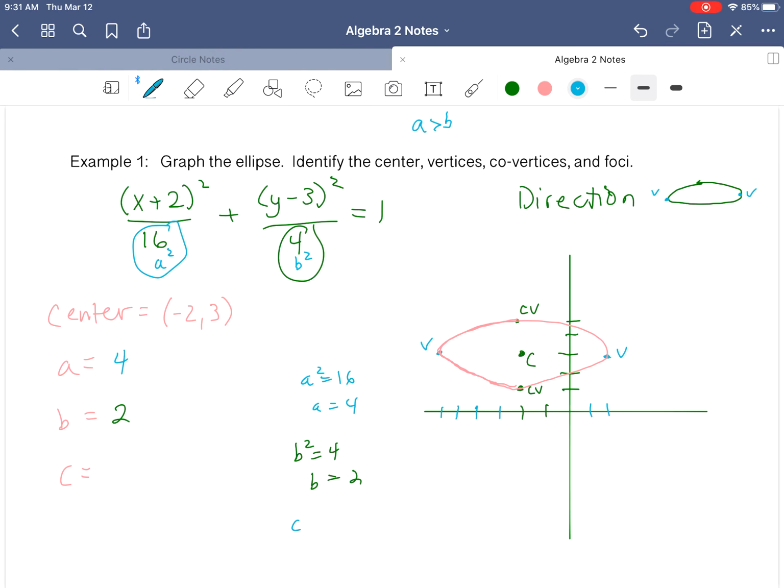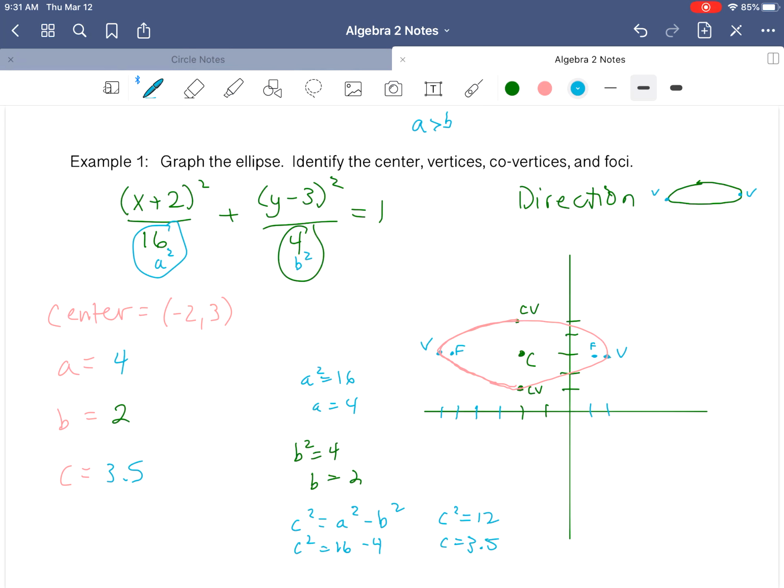That's for the foci. So remember the equation is C squared equals A squared minus B squared. So we could plug in what we know. We know A squared is 16, B squared is 4. So we get C squared equals 12. And when you take the square root of 12, you get about 3.5. So now, because our vertices go left to right, our foci have to go left to right. So I'm going to count over 3.5. There's our focus, and then we'll go over 3.5 the other way. Whoops. There is our other focus. And your graph is done.